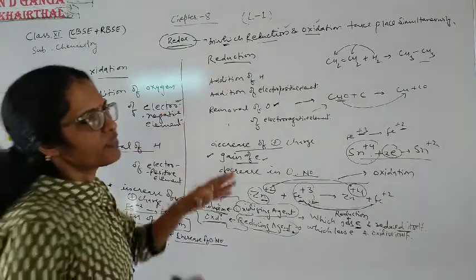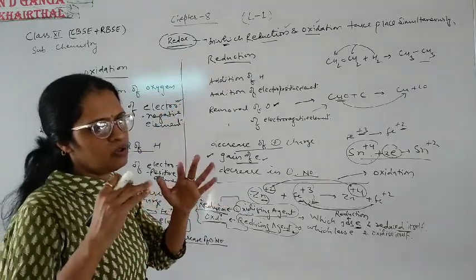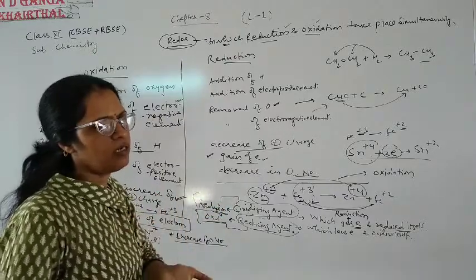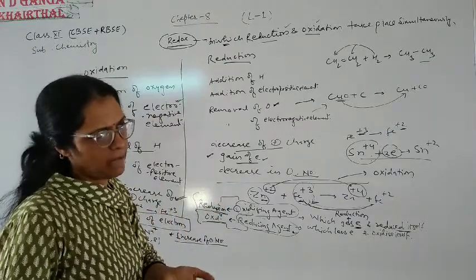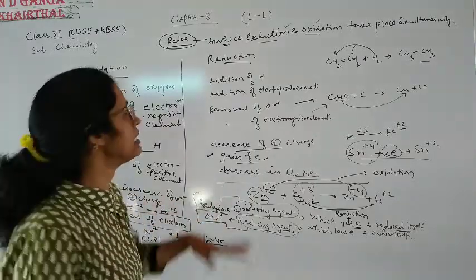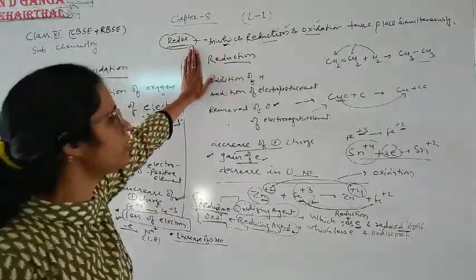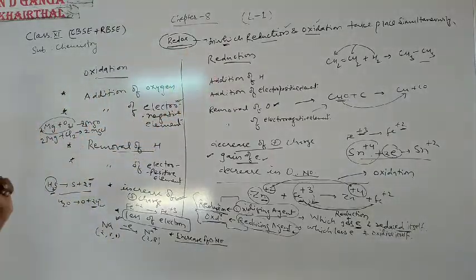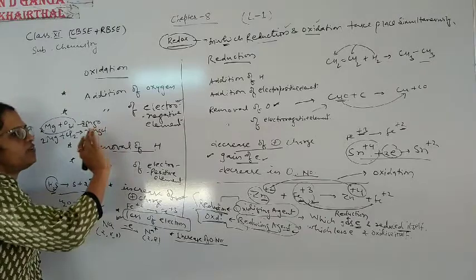Means two elements are present, one is undergoing oxidation and one is undergoing reduction. Okay, so if oxidation and reduction take place simultaneously, then this reaction is called redox. And what is oxidation and what is reduction? Clear? So we will differentiate first.